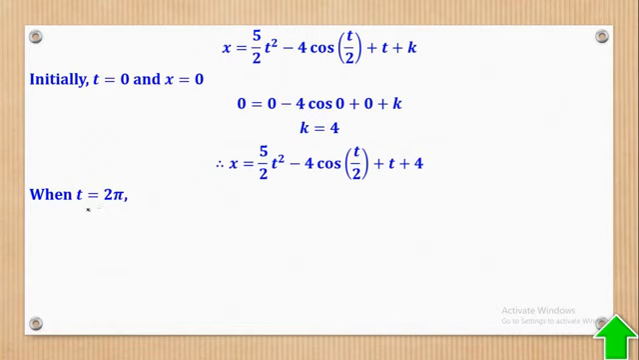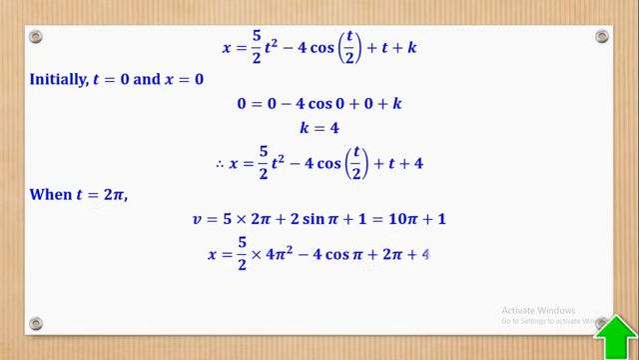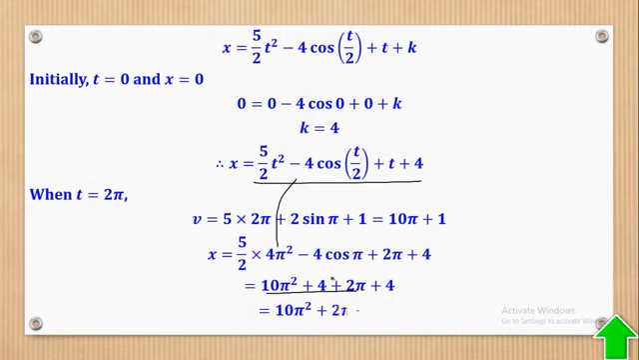Now when t is equal to 2 pi, it implies that v will be equal to, so substitute for 2 pi in the expression for v to come up with this. Then in the expression of x, we also substitute for 2 pi to come up with this, which is the same as that.